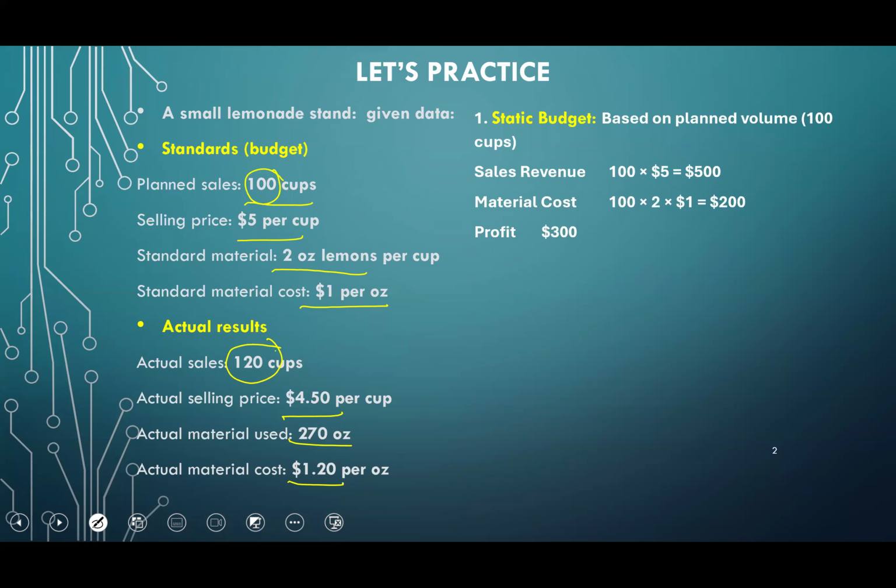Static budget is basically doing nothing but saying actual prices times actual quantity. Okay, so here we took actual quantity, sorry, budgeted quantity and budgeted price, and we came up with a budgeted sales revenue. Then we came up with the budgeted cost of our raw material. For 400 cups, the company was saying budgeted raw material is 2 ounces, and each ounce was purchased at $1. So $200 worth of raw material was used in this exercise.